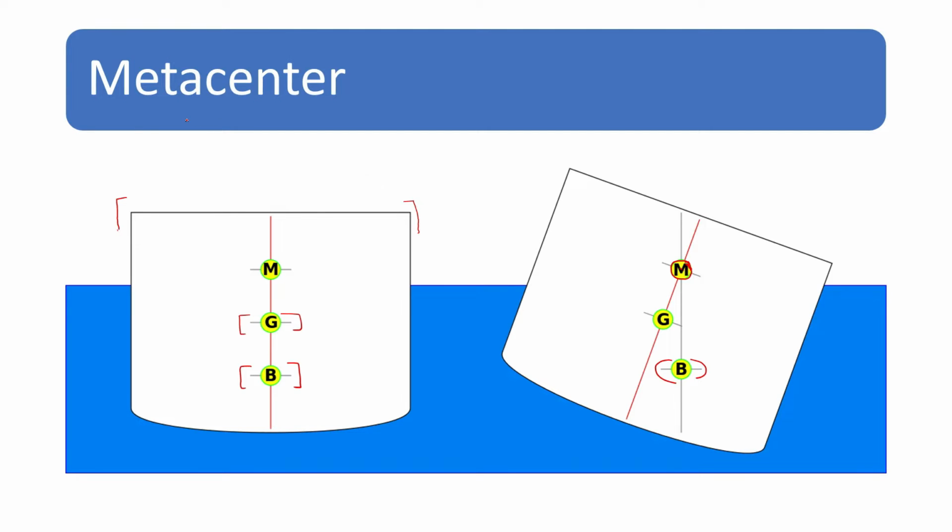In this lecture, we will see what is a metacenter. You can see here a vessel. In the vessel, the center of buoyancy is B. It is floating. The center of gravity is here, G. You need to find the metacenter.